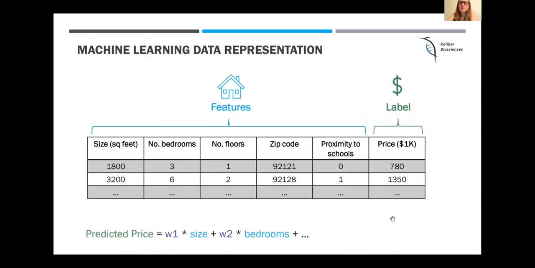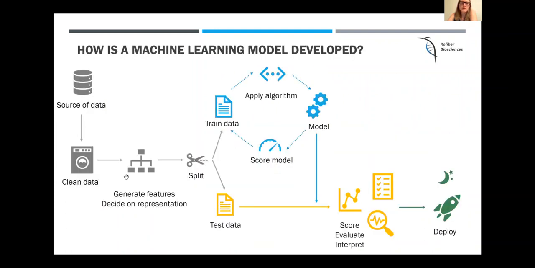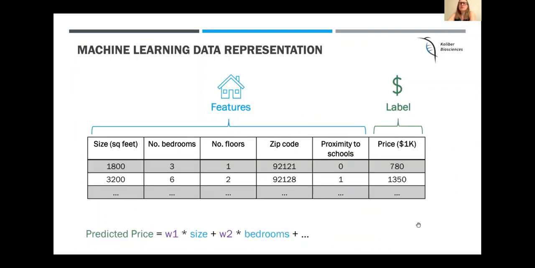So the first step is this idea of representation, right? So how do we represent data as features to a machine learning model? And I'll use a really simple example that we're all familiar with. So you can take a house, right? And you can essentially break down a house into its features, right? So you can say that house is a certain number of square feet, has so many bedrooms, number of floors, its zip code, right, where it's located, whether it's close to schools or not.